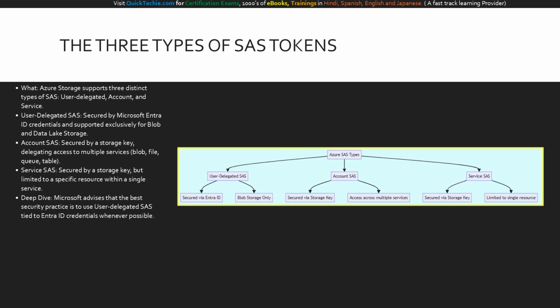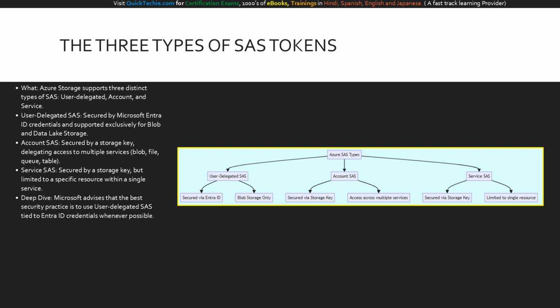Azure provides flexibility by offering 3 distinct types of SAS tokens: user-delegated, account, and service. First, the user-delegated SAS is unique because it is secured using Microsoft Entra ID credentials rather than the storage account key. This is supported exclusively for blob storage. Second, we have the account SAS. This is secured by the storage key and can grant access across multiple services simultaneously, like blobs, files, queues, and tables. Finally, the service SAS is also secured by a storage key, but is heavily restricted to a single specific resource, like one individual file.